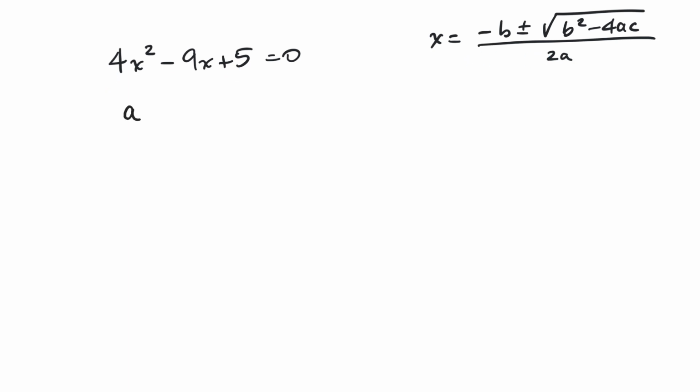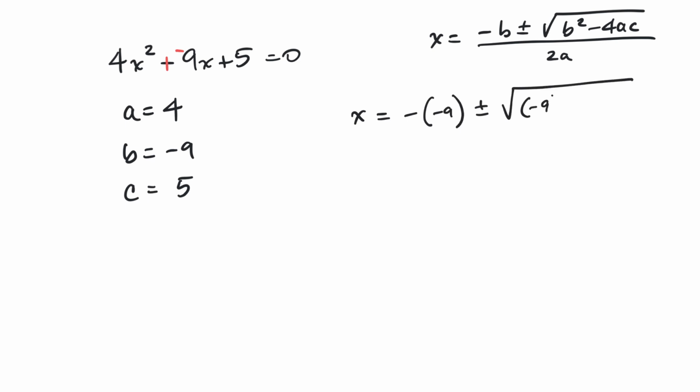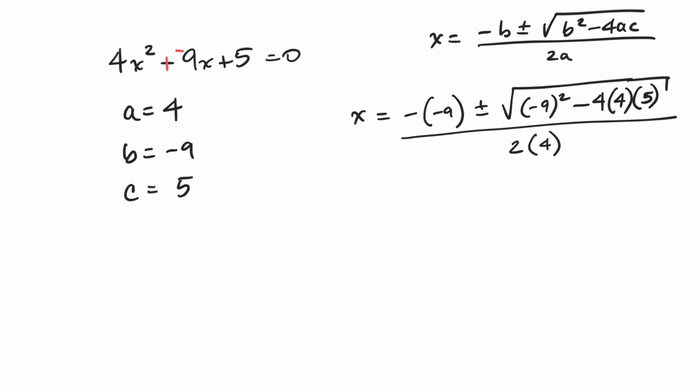So what we get is a is equal to 4, b is equal to negative 9, because if we wrote it as an addition statement, this would be plus negative 9. And then c is equal to 5. So we'll plug those into our quadratic formula. So x equals negative 9 plus or minus the square root of negative 9 squared minus 4 times 4 times 5, okay? And then all that is over 2 times 4, just like that.